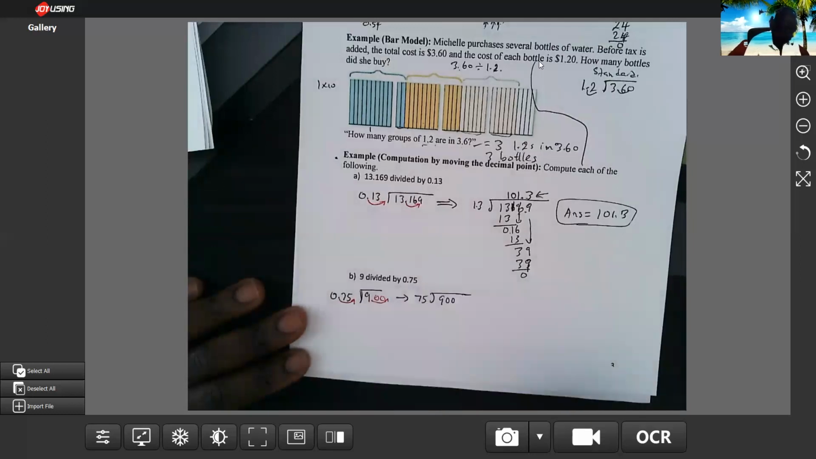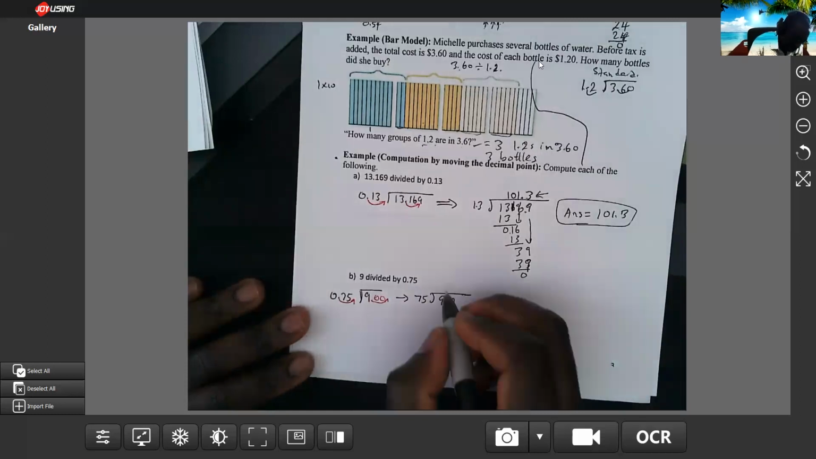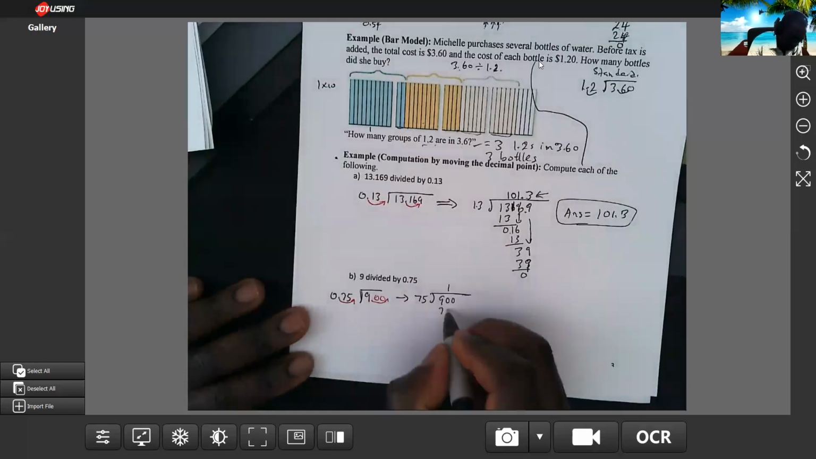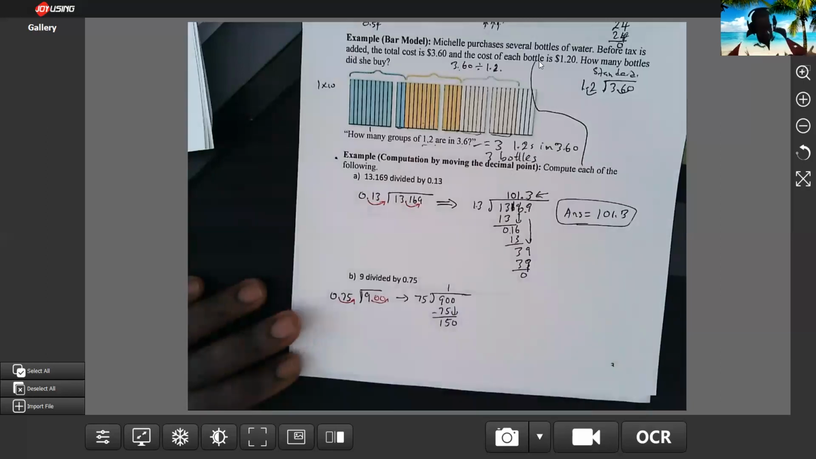Okay, now 75 into 90, that is 1. You get 75. You subtract, and that gives you 15. And then drop the 0. It's like the decimal, you are considering as dividing whole numbers.